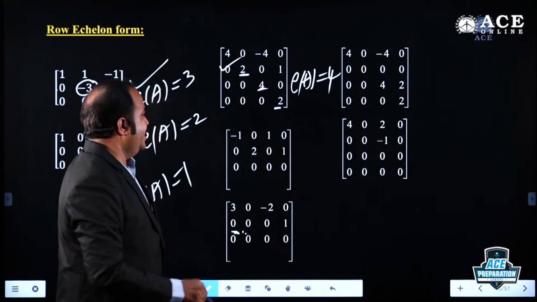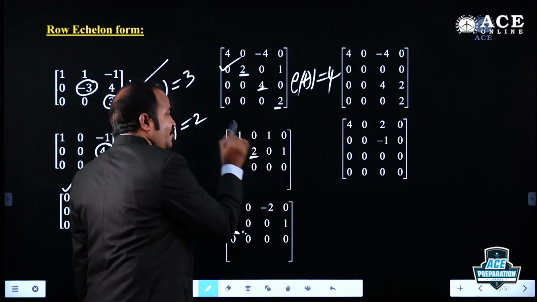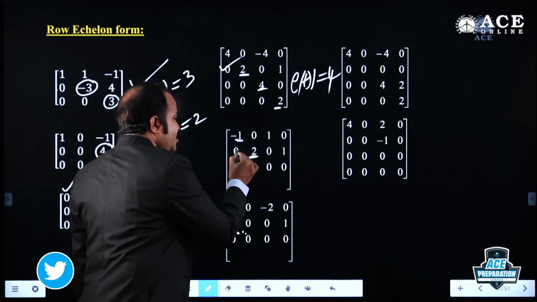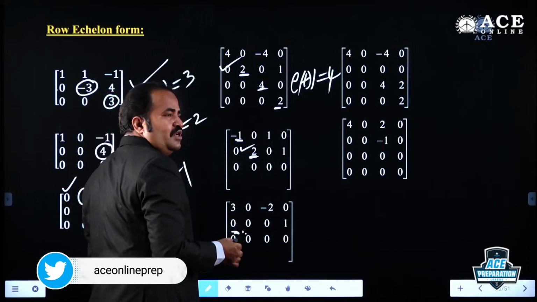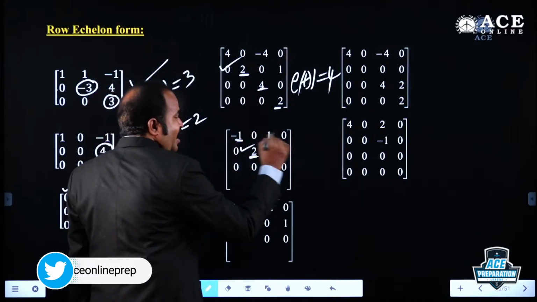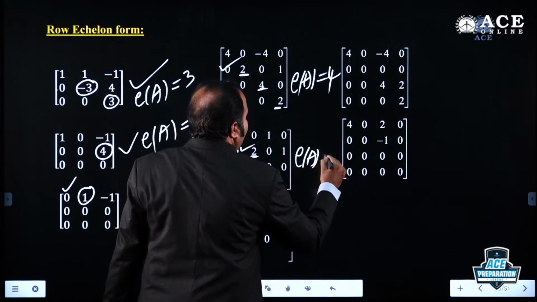What about this one? Look at here. This is the first non-zero element. Here also first non-zero element, right? Before this one we have 1 zero. Next, more than 1 zero is required. But here 4 zeros are there, not a problem. So already in the echelon form, so rank of A equal to 2 only.